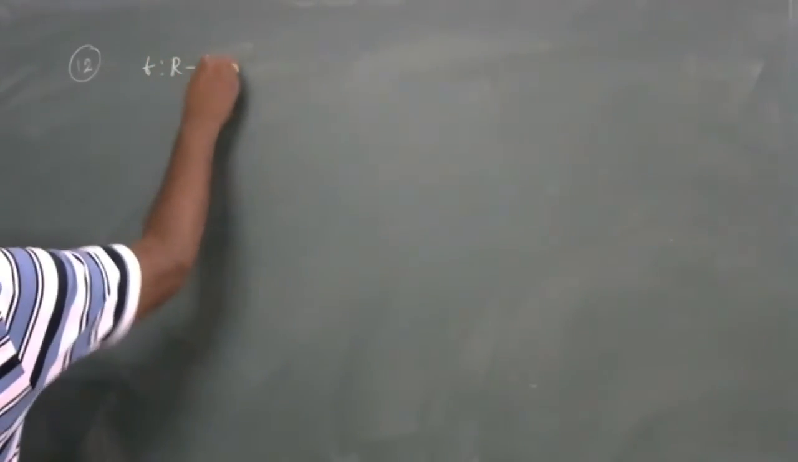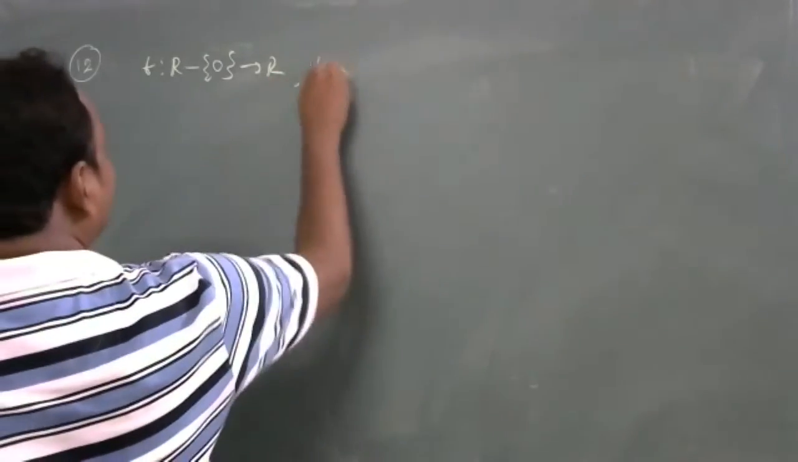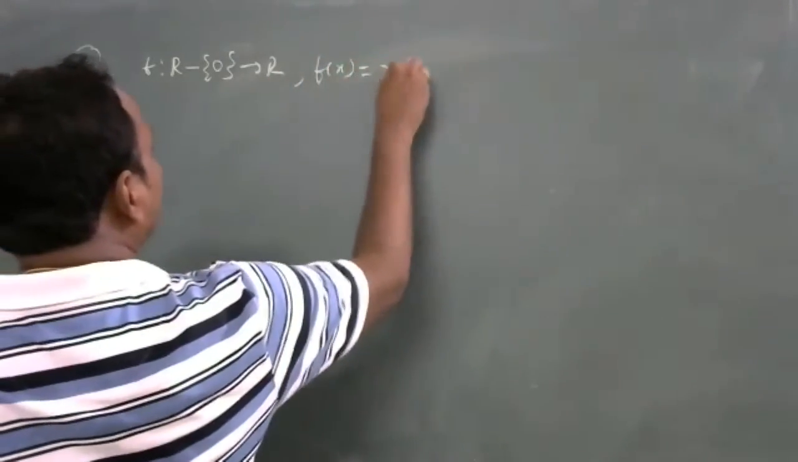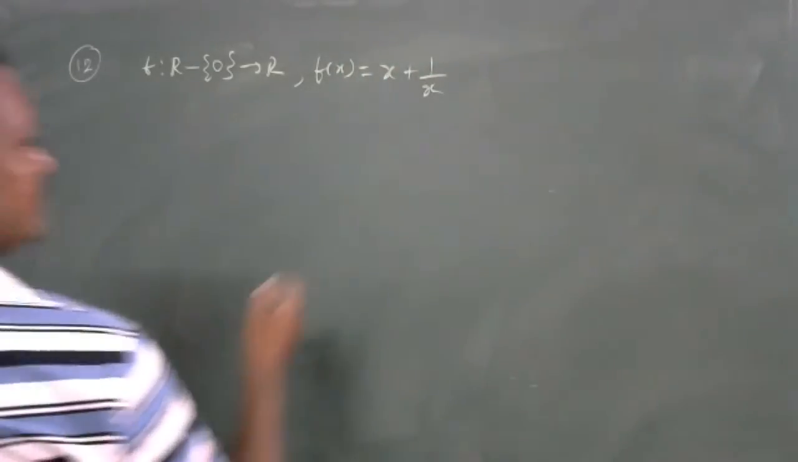Now you see, one more problem of this kind. See here, what is this problem number? This is 12. It is given that f is a function from R minus 0 to R. The domain is R minus 0 to R, and they have given that f of x is equal to x plus 1 by x.